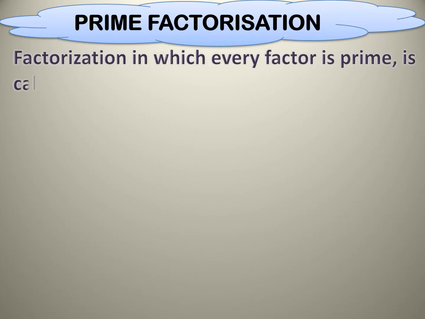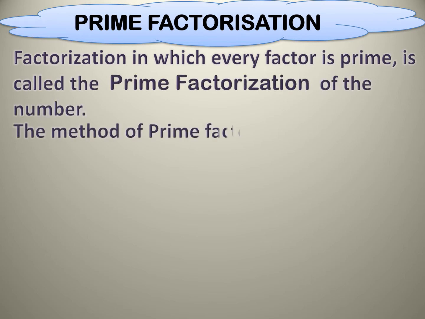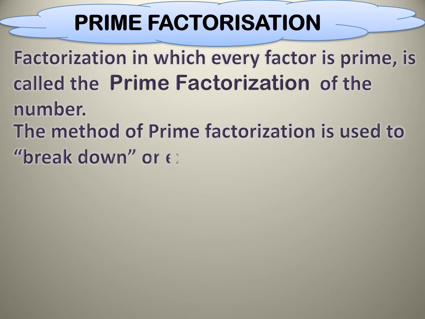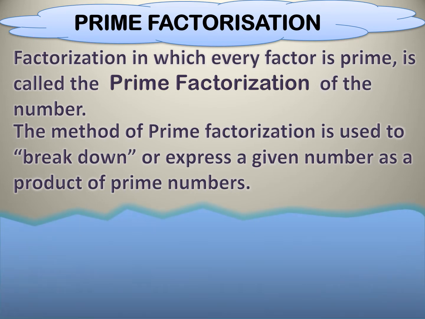Factorization in which every factor is prime is called the prime factorization of the number. The method of prime factorization is used to break down or express a given number as a product of prime numbers. That means prime factorization is a way of expressing a number as a product of its prime factors, and a prime number is a number that has exactly two factors, 1 and the number itself.